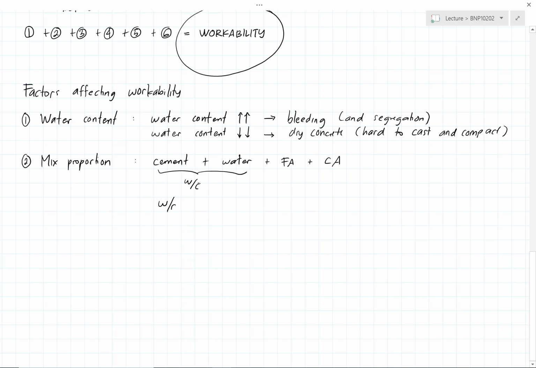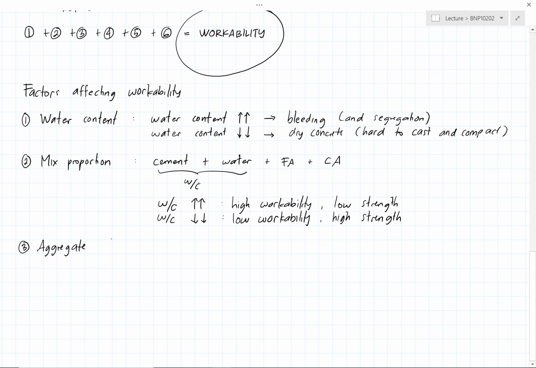This is normally referred to as the water-cement ratio. If your water-cement ratio is high, then you will get high workability, but low strength. If your water-cement ratio is low, then you will get low workability because the proportion of water over cement is low. It means you have less water but high strength.